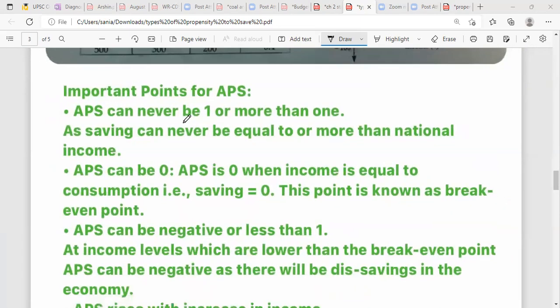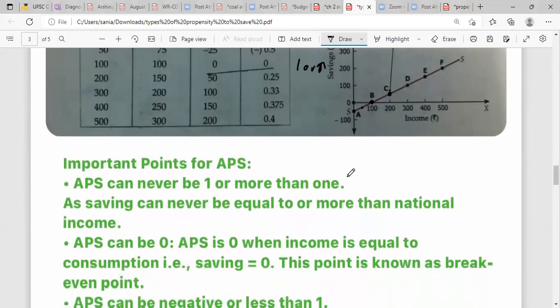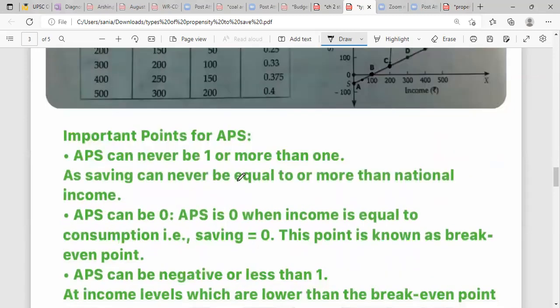Now we are going to write a few points about APS. So the first point is APS can never be 1 or more than 1. You can see in your answer, you didn't get 1 or any value more than 1. Right? So APS can never be 1 or more than 1. Now the question is why? Because your savings can never be equal to or more than national income. So that's why your APS cannot be 1 or more than 1.